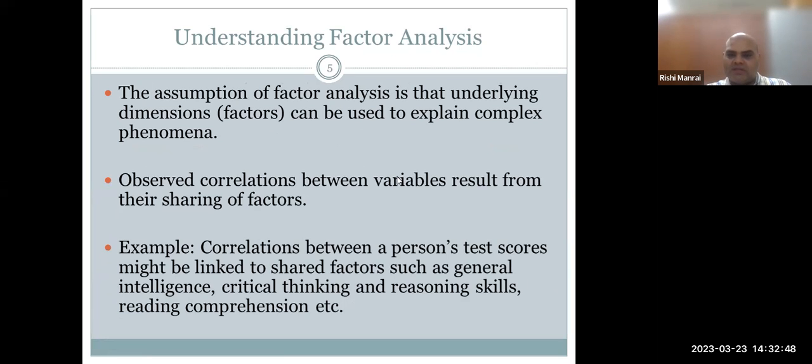The assumption of factor analysis is that underlying dimensions or factors can be used to explain complex phenomena. The baseline is that we are trying to understand complex or difficult phenomena, and these phenomena can be understood by different factors. These factors are reduced so that we can control these phenomena also, because ultimately we are not only working on understanding these phenomena. We also want to control them.